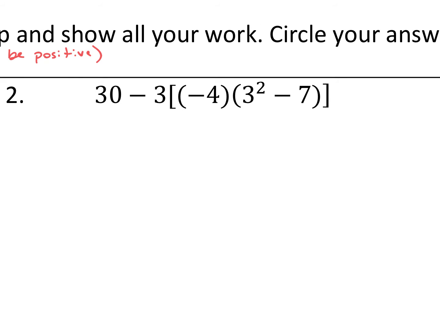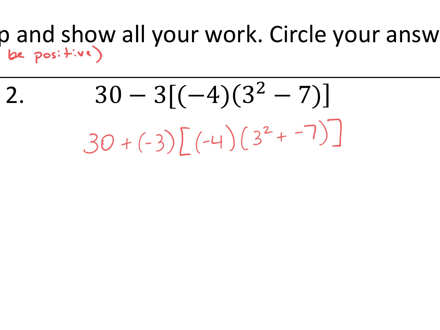For number 2, the first thing I see are some subtraction symbols. So I'm going to go ahead and change those to addition. So I have 30 plus -3. Then I have a bracket, which is a grouping symbol. -4 times 3 squared plus -7. And then the end of my bracket. All right, I'm going to start with my grouping symbols. So those are my brackets and parentheses.